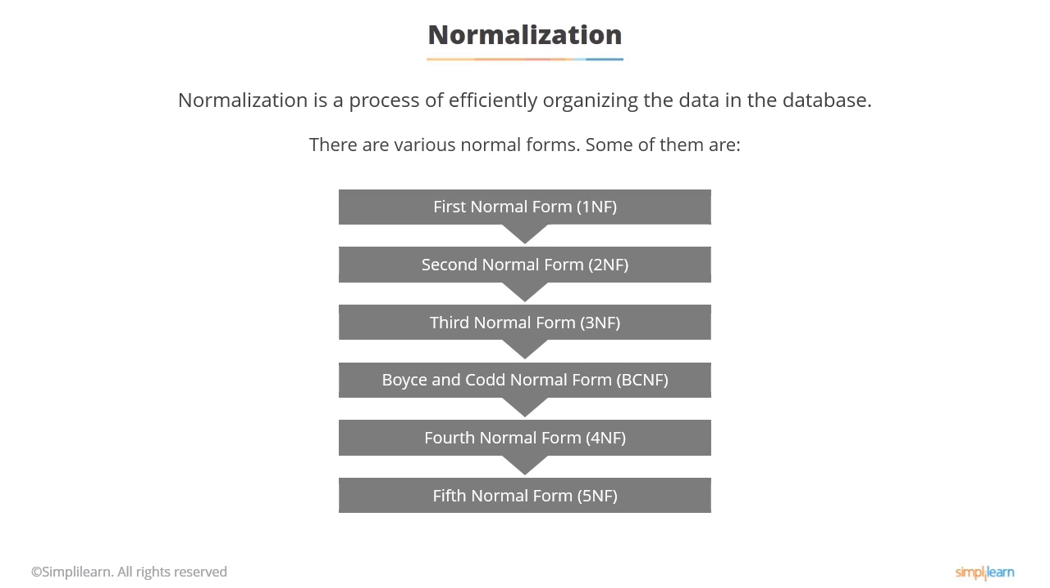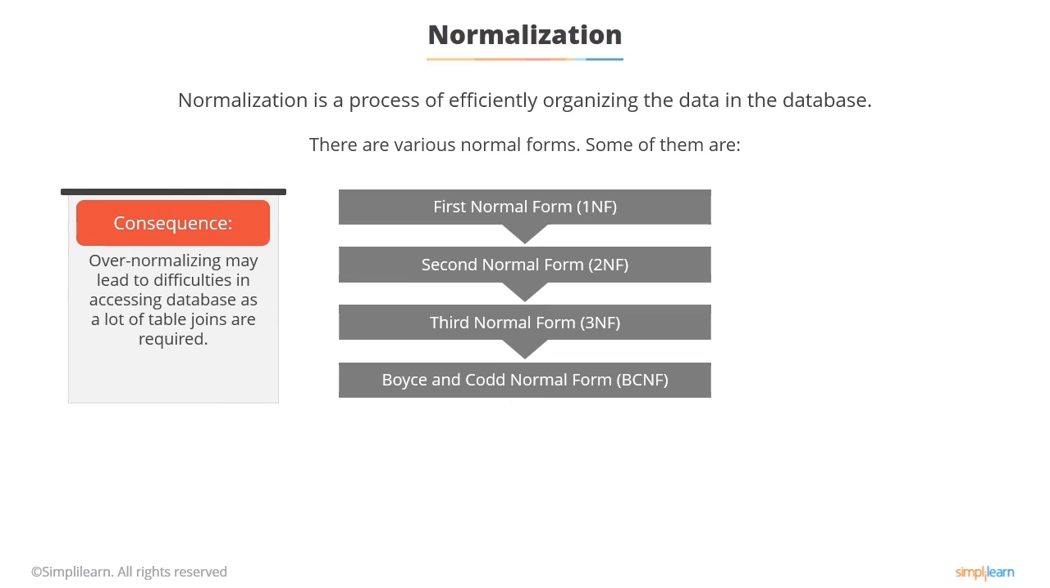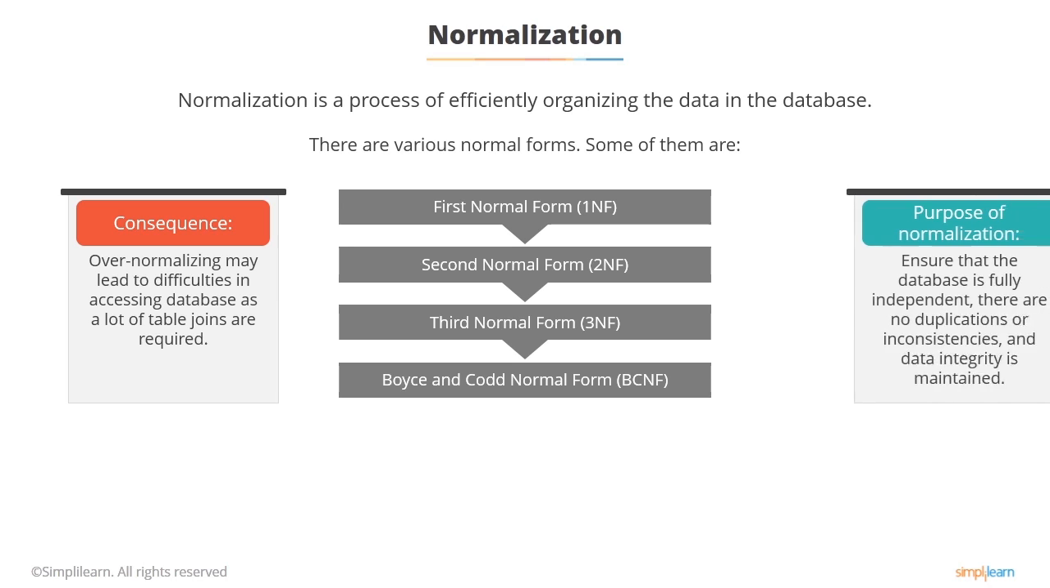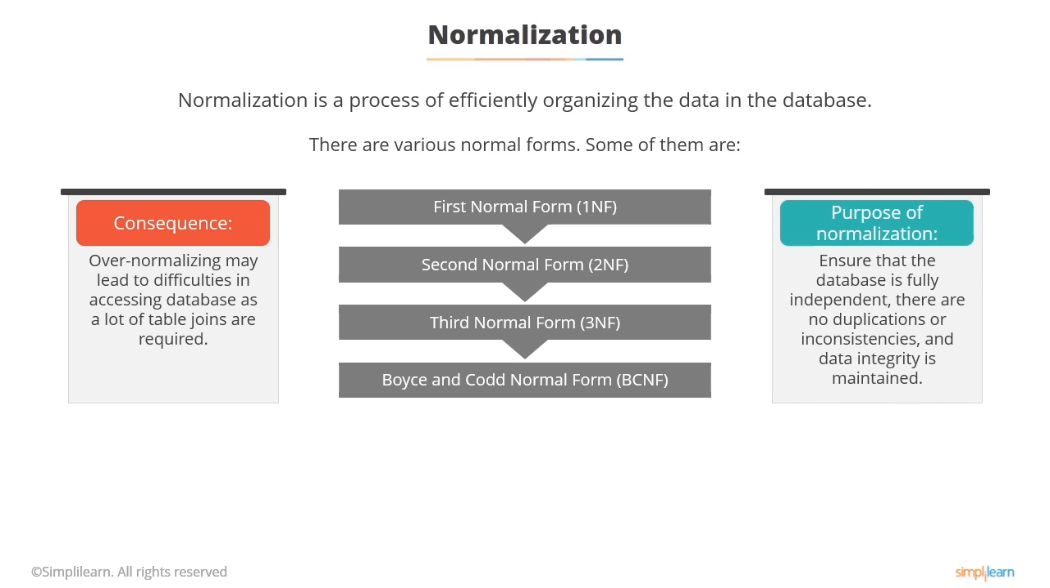So first normal form is relatively easy to implement. It gets harder to implement second and third normal form. The consequence of over-normalizing is that the database is very difficult to access because you have to do a lot of table joins. The advantage is you don't get any problems associated with duplicated data which doesn't get updated completely, and inconsistent data. So the whole purpose of normalization is to make sure that the data in the database is completely independent, with no duplications and no inconsistencies, so you can guarantee that data integrity is maintained.